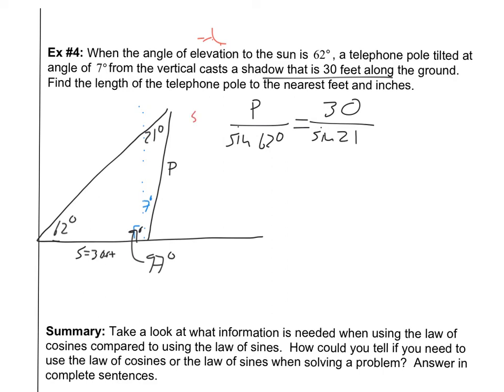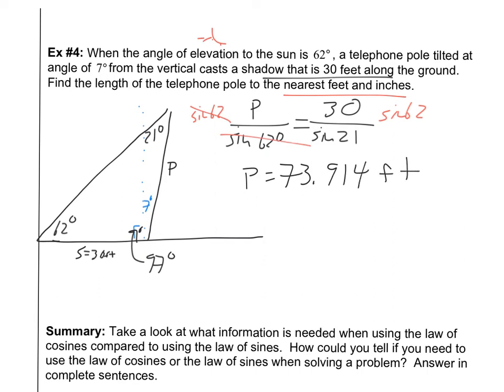Solve it real quick by multiplying both sides by sine 62. And these cancel, and we're ready to go to the calculator. 30 times sine 62 divided by sine 21. And that equals... Find the length of the telephone pole to the nearest feet and inches. That is very interesting. So first, let's just find it to the nearest feet. So we got P equals 73.914 feet. But they want it in inches.